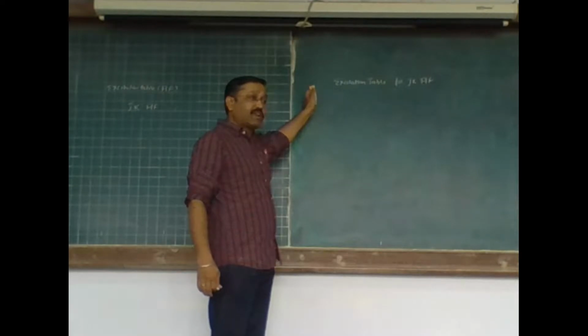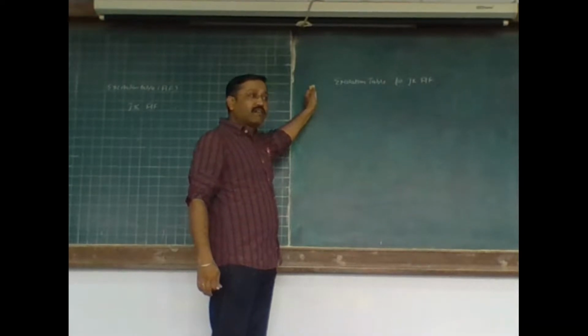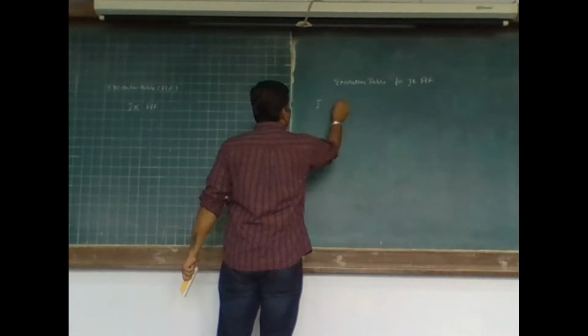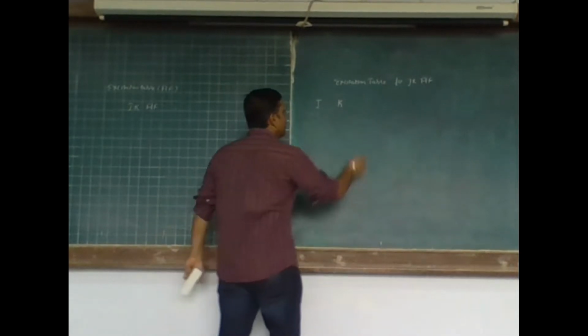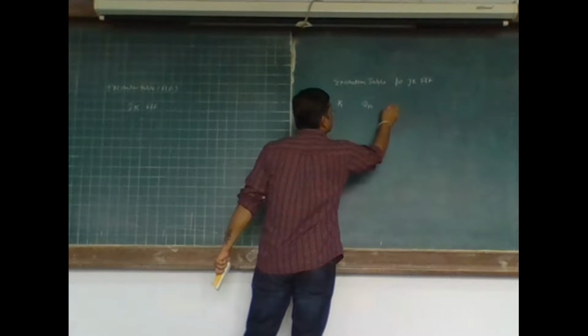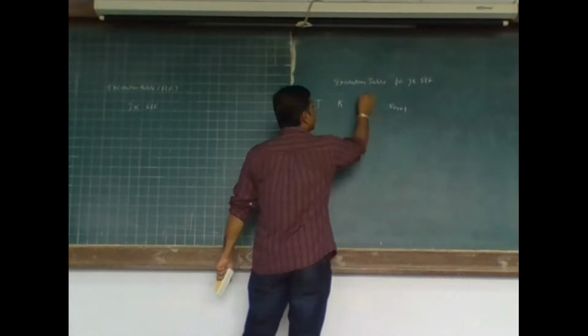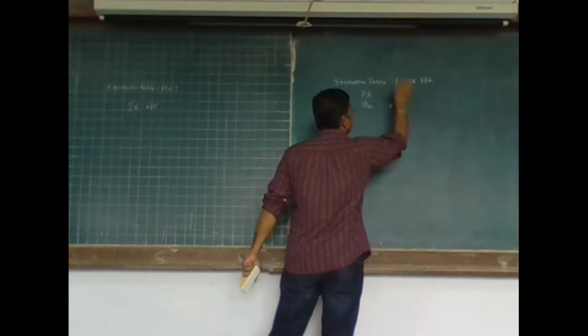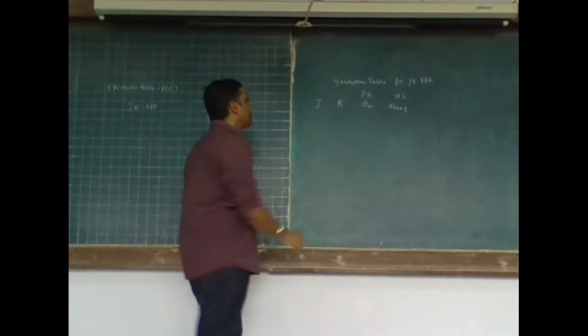Initially, I need to write Qn and Qn plus 1, and J and K. Exactly. So I will write J, K. For J and K, I need to write what the outputs will be. So this is our previous state, and this will be the next state.